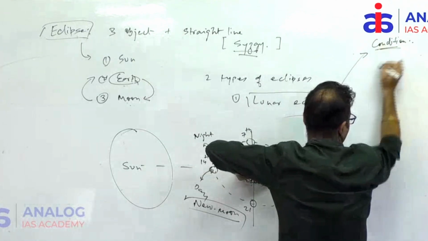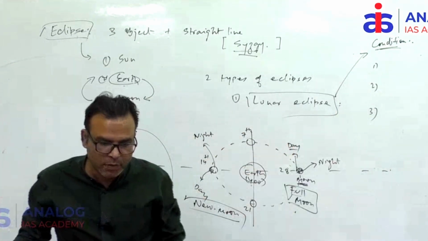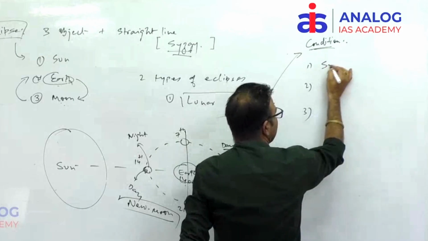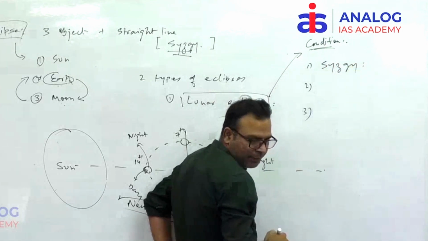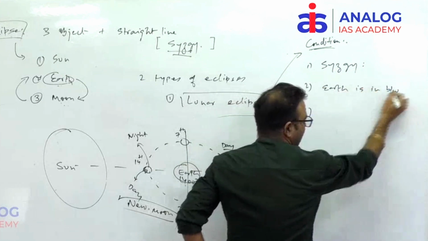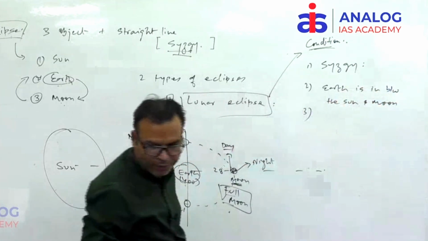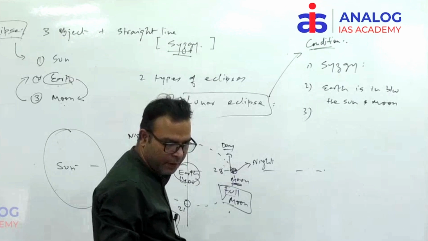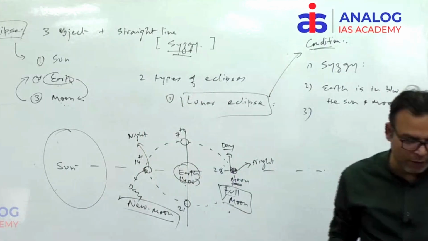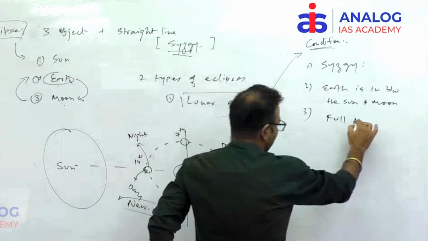So the conditions for the formation of a lunar eclipse, three conditions हो जाती है हमारे पास. This is just a conclusion, you know it all. First, syzygy, all should be in a straight line. Second, earth is in between the sun and the what? Moon. Earth should be in between the sun and the moon. Third, it should be what? Full moon, the Purnima.